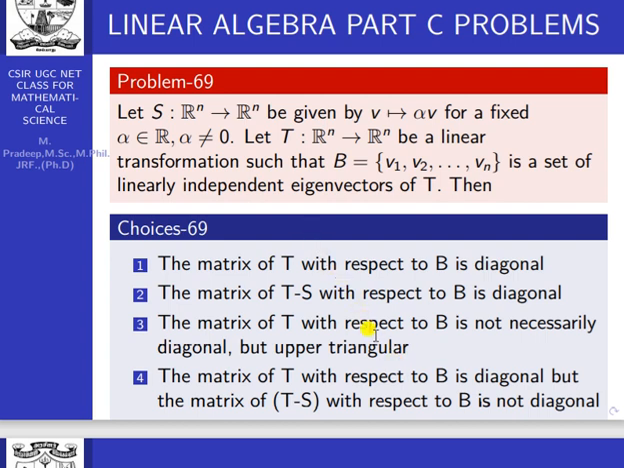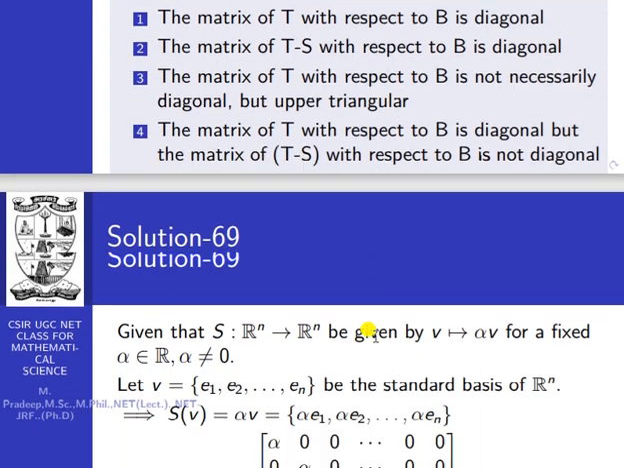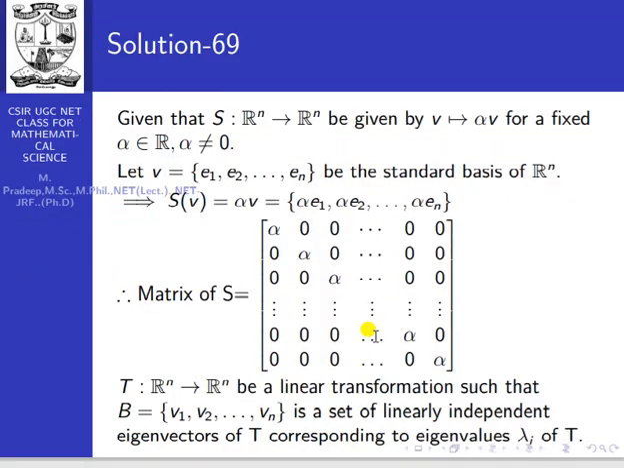Okay, this is the idea. It's a very simple problem. How to find the solution? Easily we can find out which one is the correct option. First of all, given data: S from R^n to R^n is given by v goes to alpha v for a fixed alpha belonging to R. Alpha is any real number, a non-zero real number.